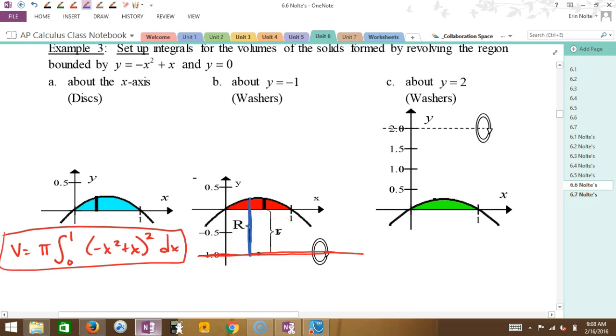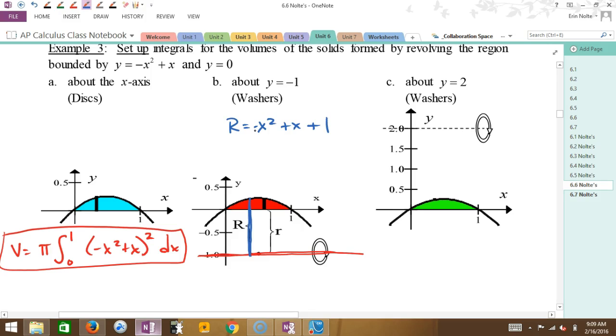What is that length? What is my big R? Negative x squared plus x plus, what is the distance between the x-axis and the y equals negative 1? Plus 1. Yeah. So you can write this as negative x squared plus x plus 1, or you could put the 1 in front. Either way. So why is it plus 1?